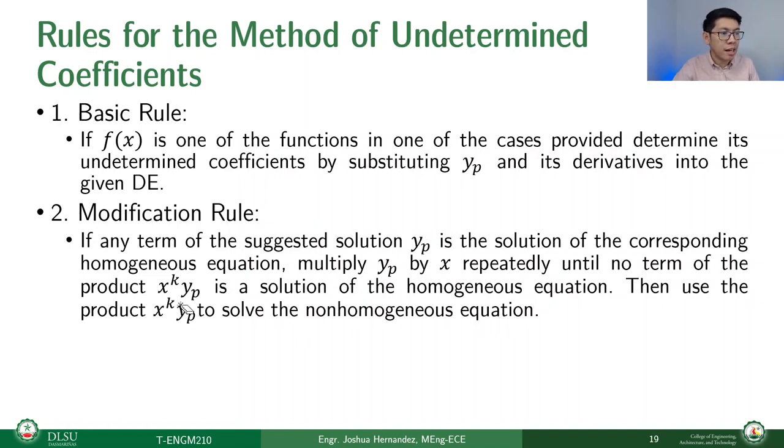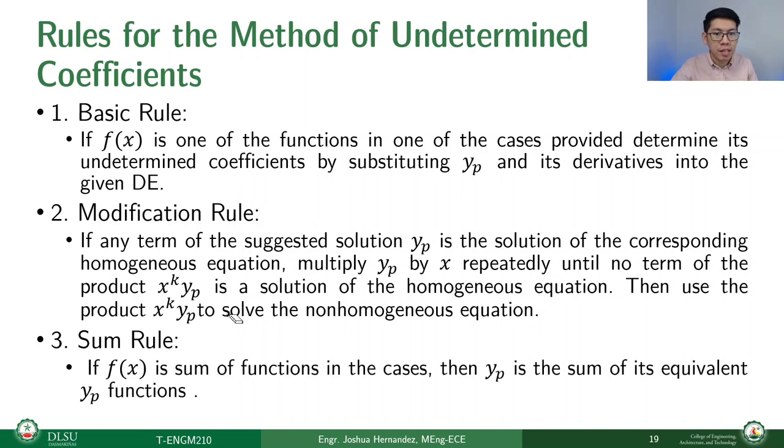So, for example, if you multiplied by x and it still didn't work, but with x squared it worked, then use this product. Retain it: x squared multiplied by your guess solution or suggested solution to solve your non-homogeneous equation. Okay? And thirdly, the so-called sum rule.